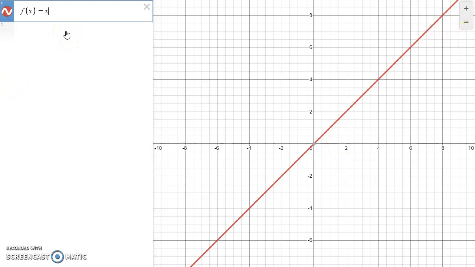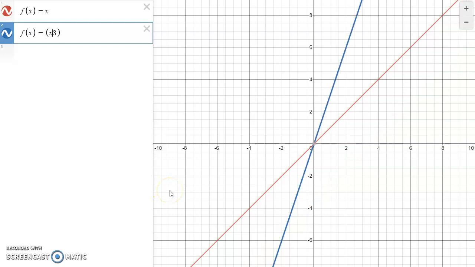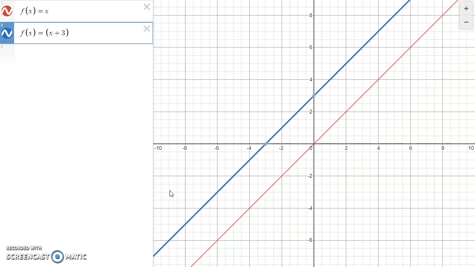And I want you to compare what happens to the line if you have this kind of horizontal transformation. So x minus 3. As you notice, it moved 3 units to the right. And that's what I was talking about, that if it's a negative, you move to the right. Let's try to change this up. What if I want it to be a positive 3? Then it moves to the left.